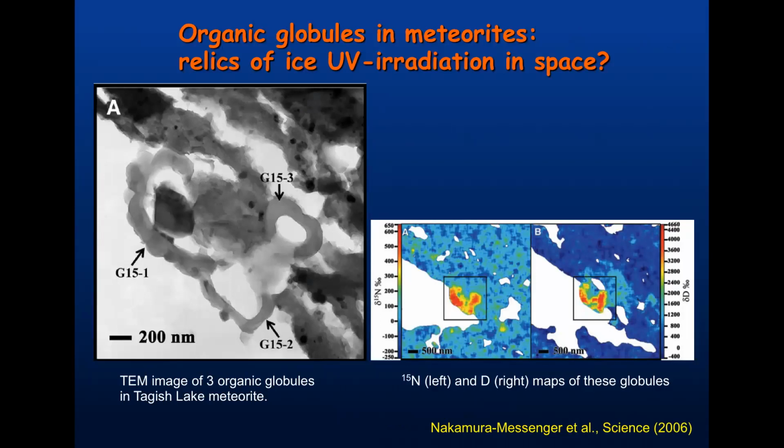Well, we have some hints for ice processing in the organic globules in meteorites. So this is the case of the Tagish Lake meteorite, but now we know that there are organic globules in many other carbonaceous chondrites. And the interesting thing about these globules is that they are enriched in heavy isotopes, like deuterium, and the size of the walls corresponds to the size of the penetration of UV light. So it could be indicative of formation of organics by ice processing.